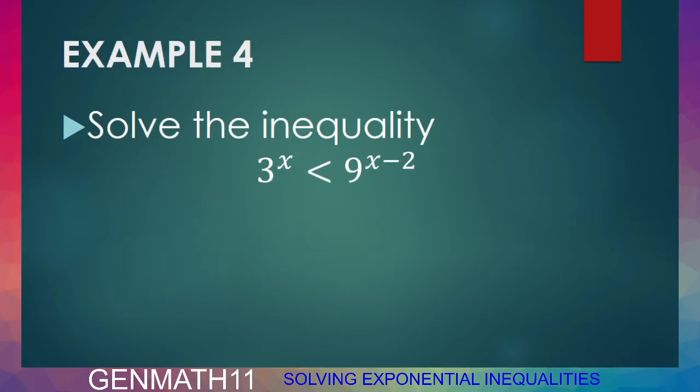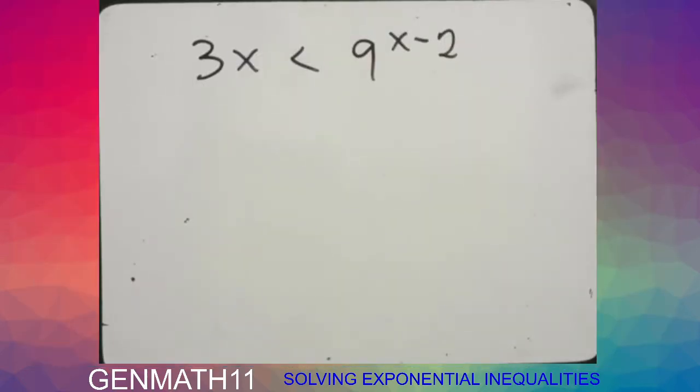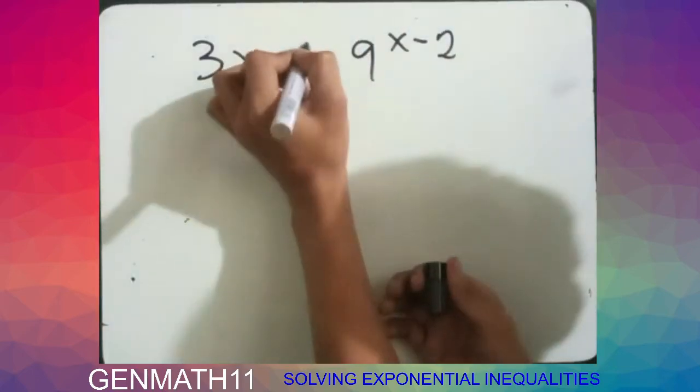Okay? So, example number 4 na tayo. Yung numbering dito is continuation lang, kumbaga ito is example number 1 for exponential inequality. Solve the inequality: 3 to the x power is less than 9 raised to x minus 2. Okay? Isosolve natin yan sa board natin. So, yan yung example. 3 to the x is less than 9 raised to x minus 2 power.